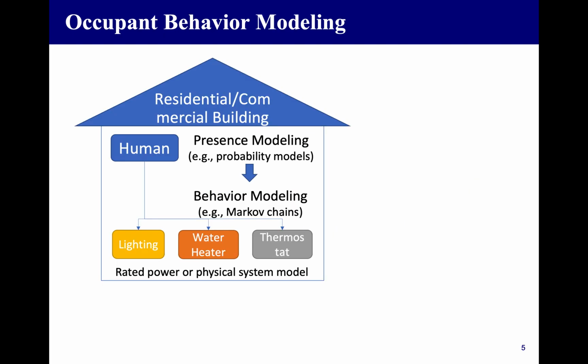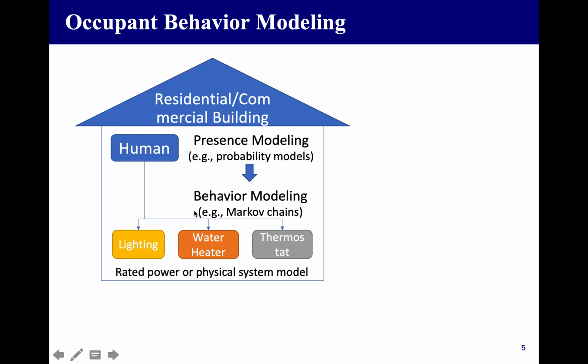First, let's take a look at the definition of occupant behavior modeling. Let's say we have a building here. It's either a residential building or a commercial building. The first step for occupant behavior modeling is called presence modeling. It's to predict whether or not the humans are inside the buildings. And this is usually done with probability models. And then use the presence information as input, we can start to predict the occupant behavior.